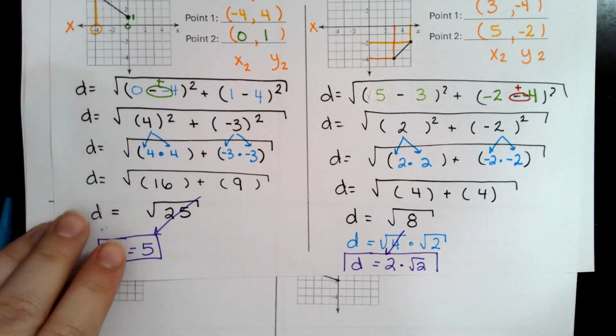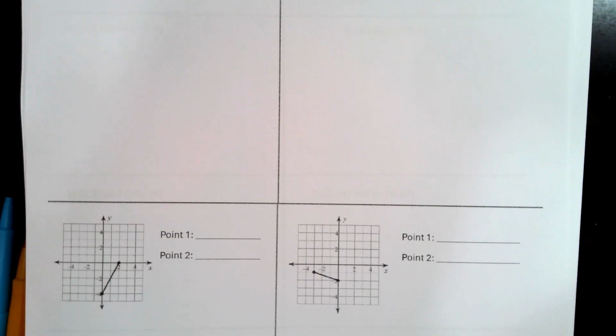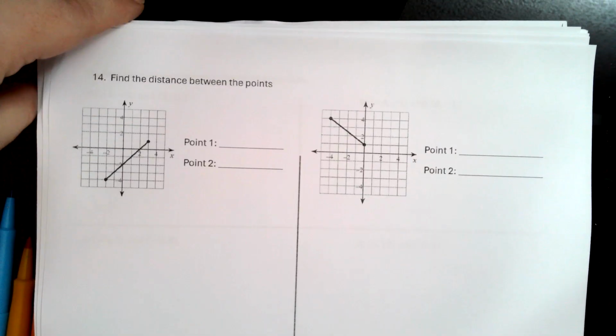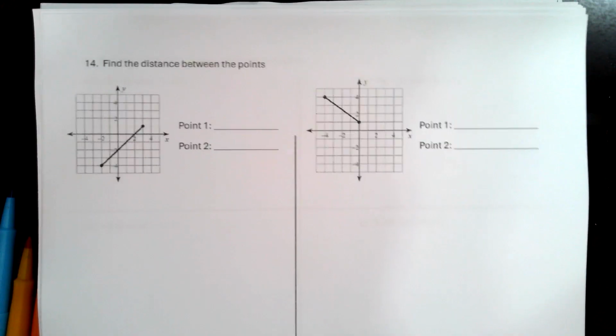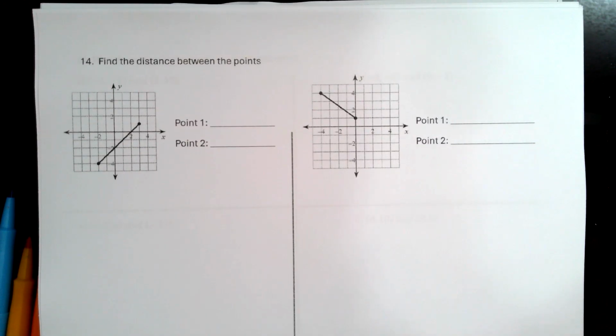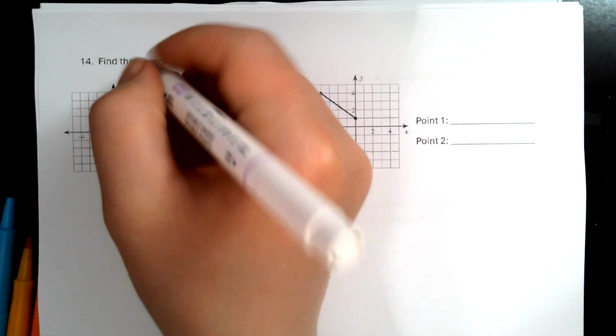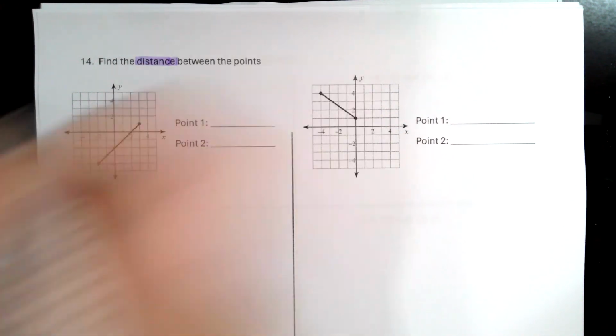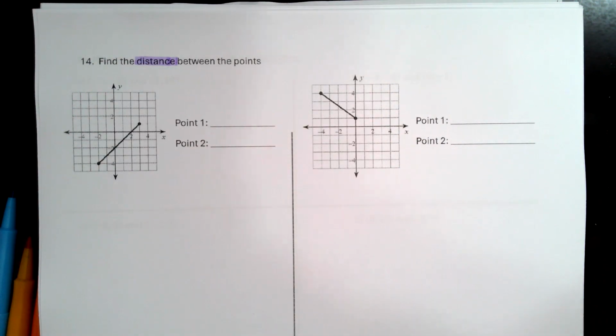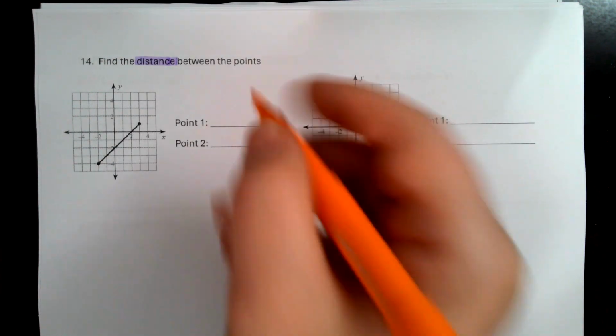Alrighty, moving on to the next one. Looks like we have a couple more distance problems. Definitely need to practice that. And again, how do we know what to do? Well, we've got to read the directions. This one here is the distance. Okay, let's go ahead and label our points.